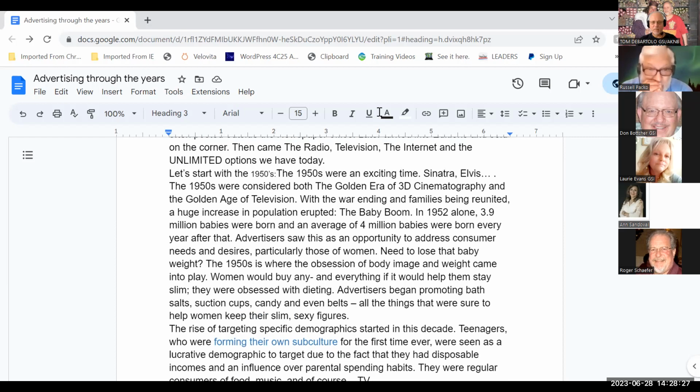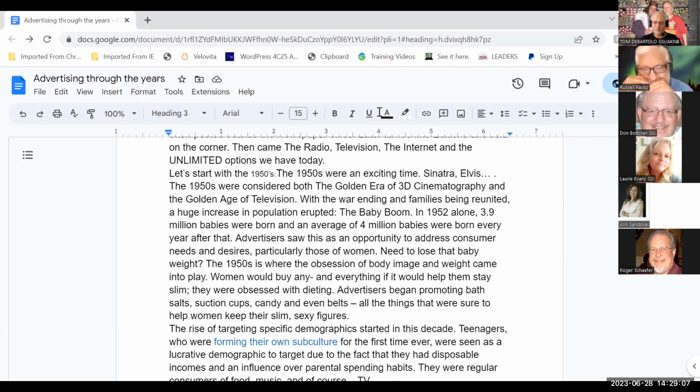Okay, so since I'm a 1957 child, I'm going to start in the 1950s. The 1950s were an exciting time. We had Frank Sinatra, we had Elvis, we had many more singers out there. The 1950s is considered the golden era of 3D cinematography. I'm sure everybody can relate to that because sooner or later you go to a 3D movie and have to watch it through those cheesy glasses they give you, and sit there and wonder how they do that.